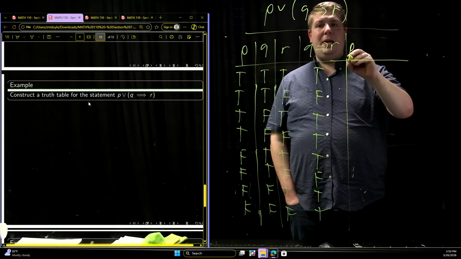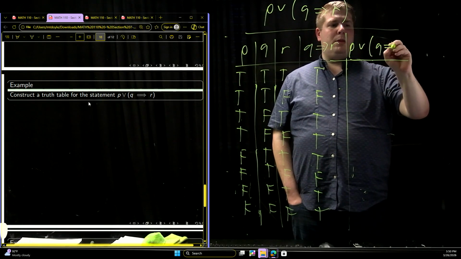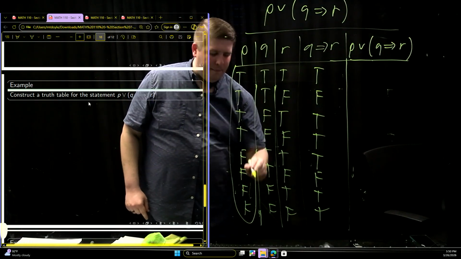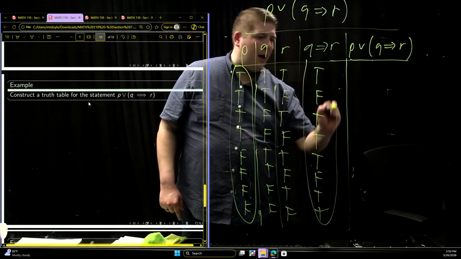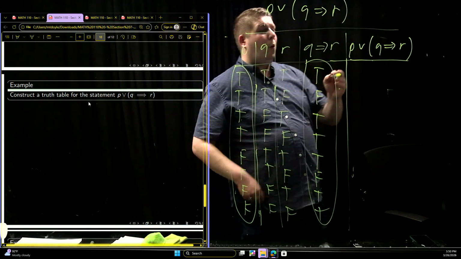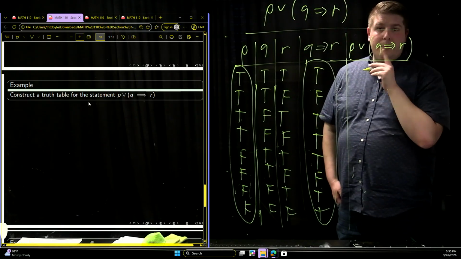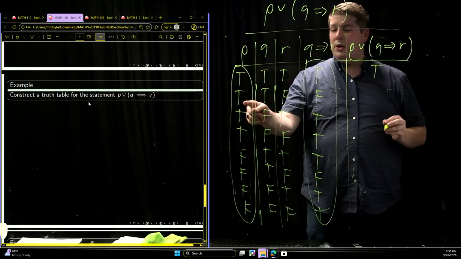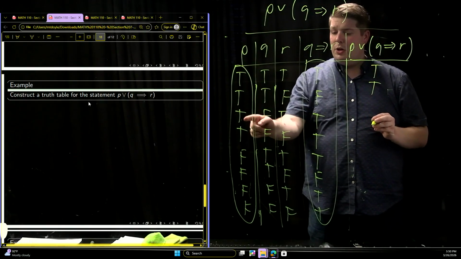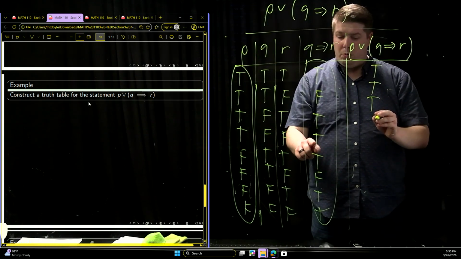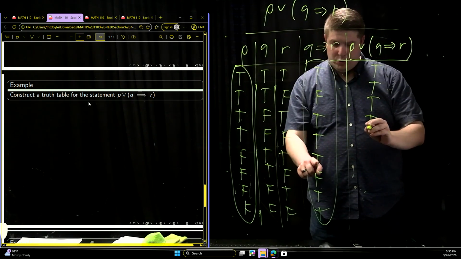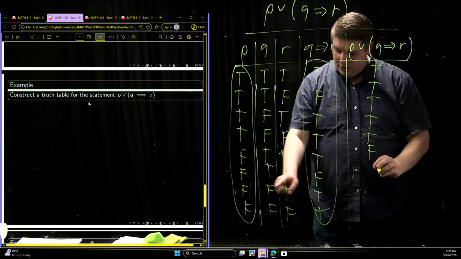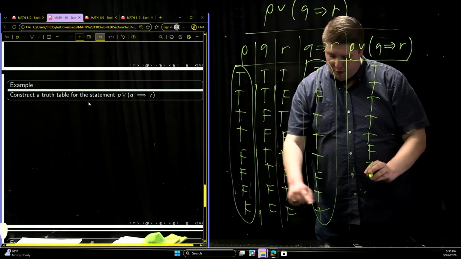All right, and then you have P or Q implies R. So we have this column interacting with this column. And it's the or, not conditional, but it's the disjunction. So we have true or true, that is true. True or false, that is true. True or true, that is true. True or true, that is true. False or true, that is true. False or false, yep, that is false. True or false, that is true. False or true, that is true.